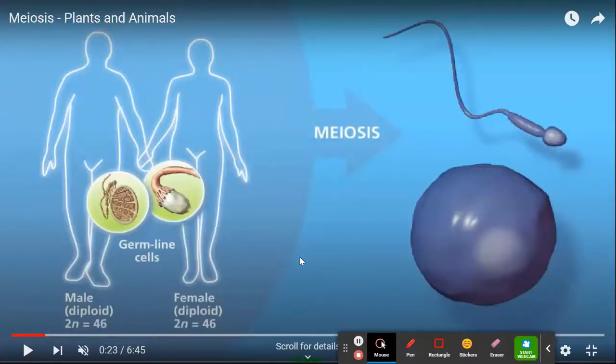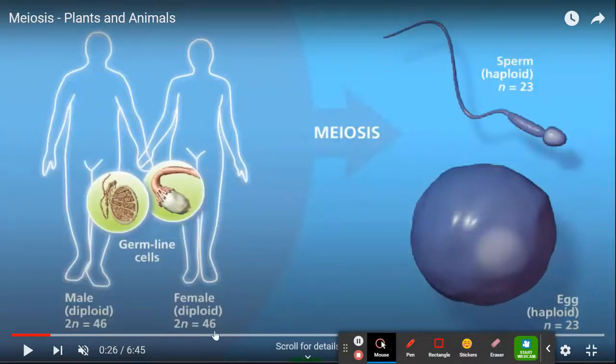So the female and male are going to produce gametes by means of meiosis. And those gametes are produced by what we call a germ cell. So the sperm is going to be a haploid cell, and the egg is also going to be a haploid cell. They are called haploid cells because they have half the amount of the full set of chromosomes.